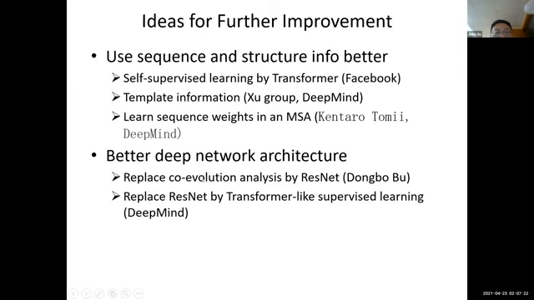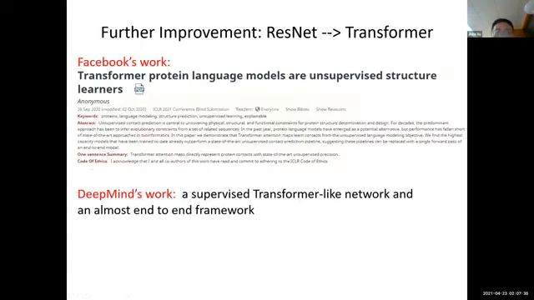And of course, we can also use a better deep network architecture, like say we can replace the co-evolution analysis by residual net, or just replace the residual net by the transformer network. So in terms of the network architecture, I think the most important is the transformer, right? So we can use transformer to replace the residual network. So Facebook started to use transformer to do the self-supervised learning a few years ago, but Facebook doesn't do the supervised transformer. And DeepMind uses supervised transformer like network, and it did very well.